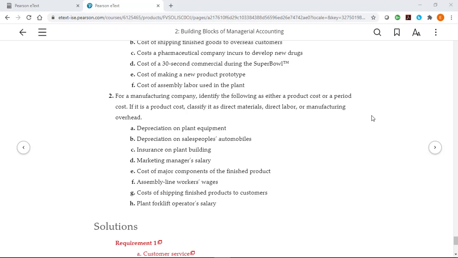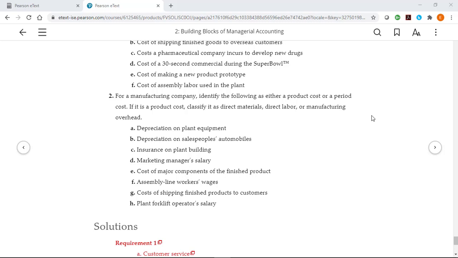Depreciation on the salespeople's automobile, well, that's definitely going to be outside of the factory. So that's going to be a period cost. That's not a product cost. And then insurance on a plant building, on the factory. Think about it. Is it in the factory? Yes. So it's going to be a product cost.